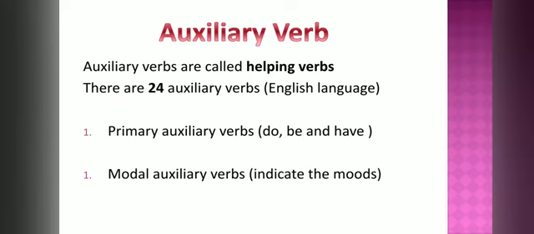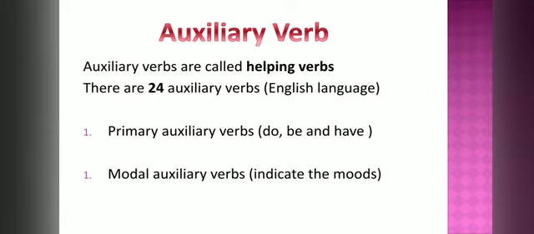As in a tree, the auxiliary roots help the main root to hold the plant firmly to the soil. Like that, the auxiliary verb helps the main verb in various grammatical items. Say for example, it helps to form tenses and so on. There are 24 auxiliary verbs in the English language.